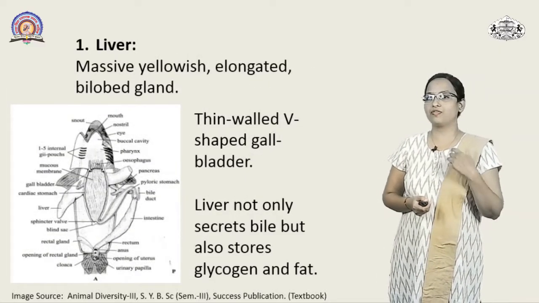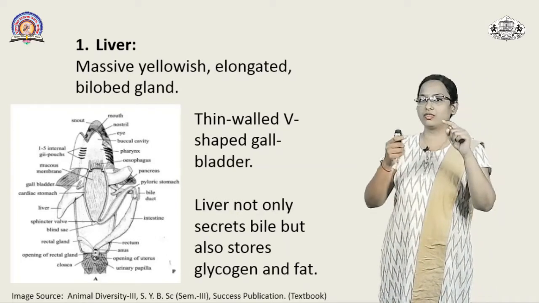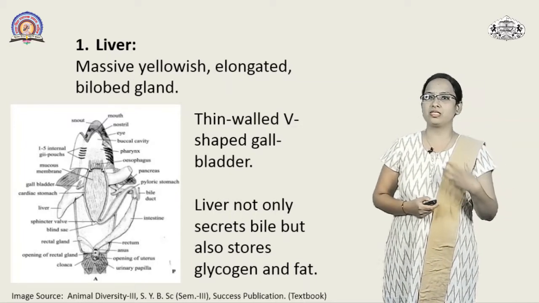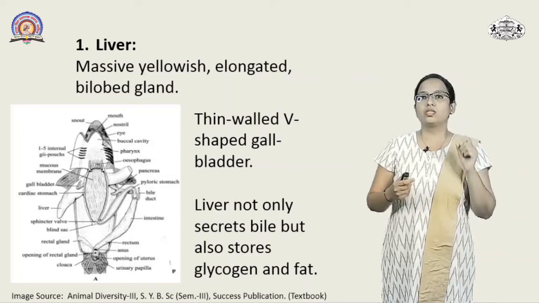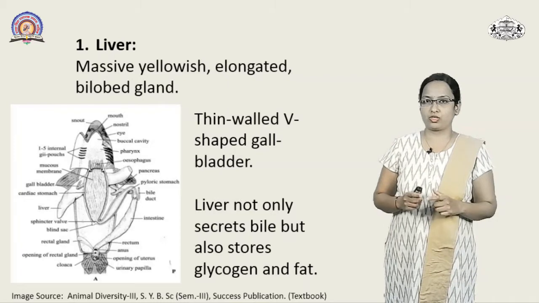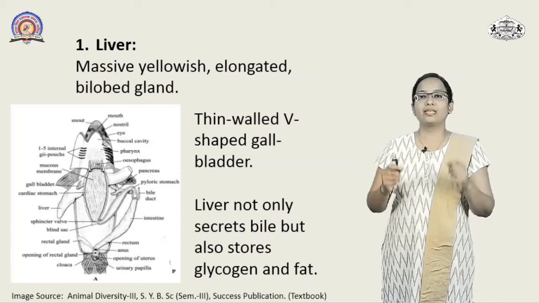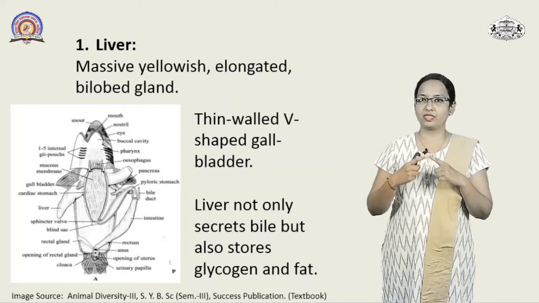The first gland is going to be the liver. The liver is a very large structure. It is massive, yellowish in nature and elongated. The liver in case of Scoliodon is going to be a bilobed structure, it is going to have two lobes. These lobes are connected on the anterior side with each other.